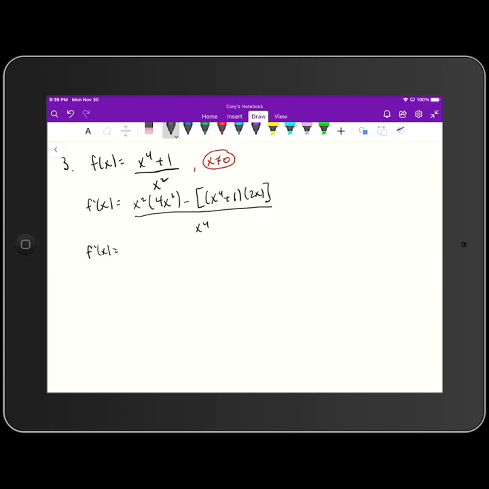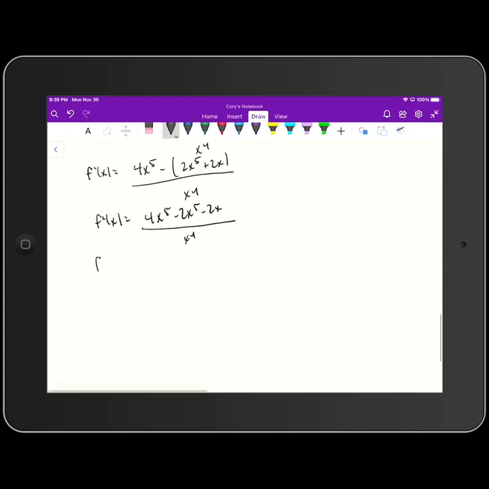So x squared times 4x cubed is going to make 4x to the fifth power minus, and then I'm going to distribute 2x across both terms. So that's 2x to the fifth plus 2x all over x to the fourth. And then I'm going to distribute the negative across both terms. So that makes f prime of x equal to 4x to the fifth minus 2x to the fifth minus 2x all over x to the fourth power.